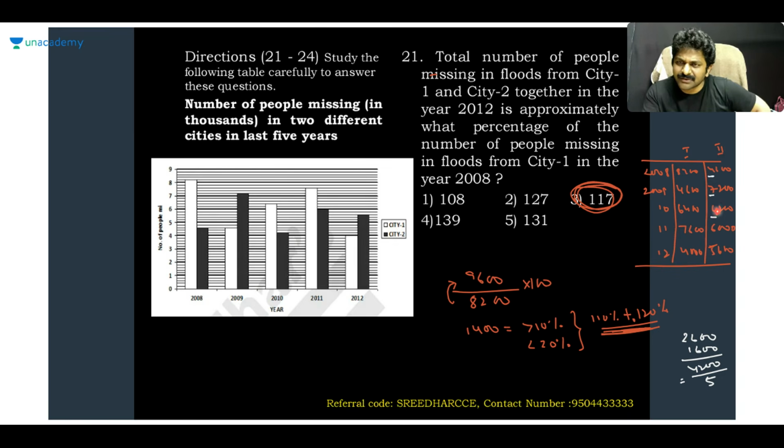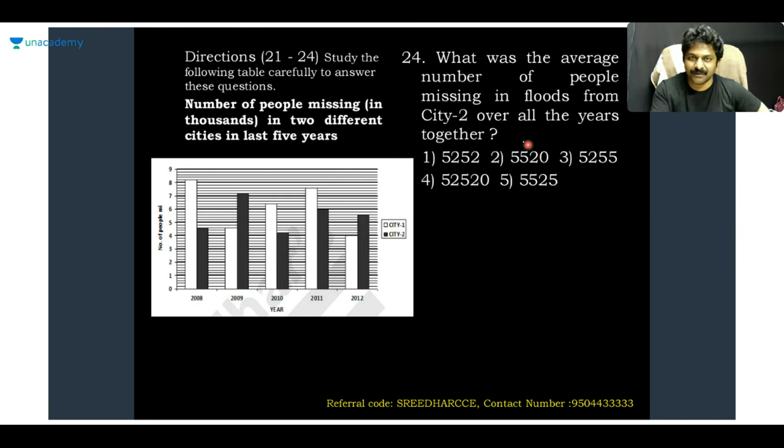4,000, 7,000, 4,000, 15,000, 11,000, 15, 11, 26,000. Yes, yes, yes. We made a mistake here. That's 26,000 and then 1,600. We were mistaken. 26,000 plus 1,600 is 27,600 divided by 5. 5 times 25. 5,520. Second option.